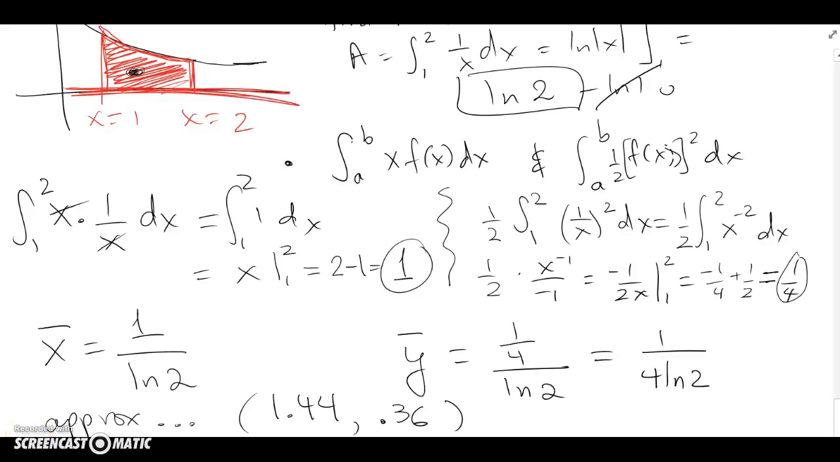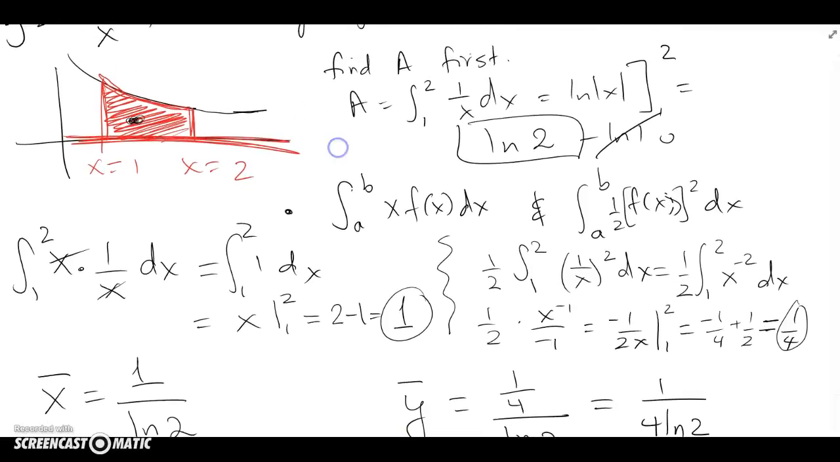Okay, let's quickly recap what we did in the example of the previous video. So we found our center of mass to be approximately (1.44, 0.36). And again, going back to the graph we were looking at, remember this was the function 1 over x. At x equals 1, 1 over 1 is 1, the y value is 1, and at x equals 2, when I plug it in, the y value is a half.